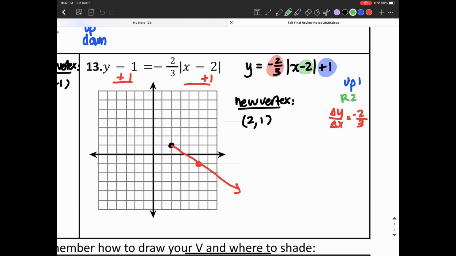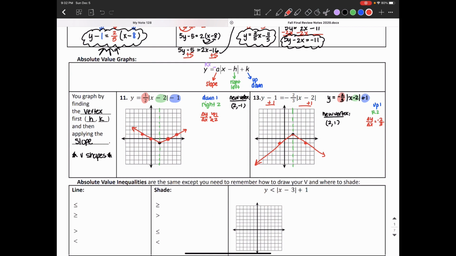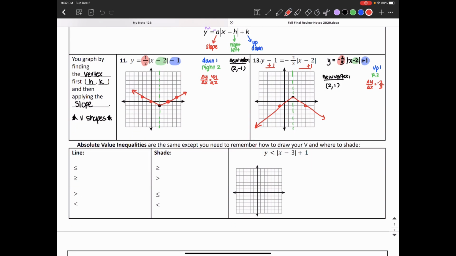And then I know that it's symmetrical over the vertex. So I have another point. This is 3 away from that line of symmetry to the right. And so I have 3 away to the left as well. And then I finish that V shape, and there's my graph for that function.